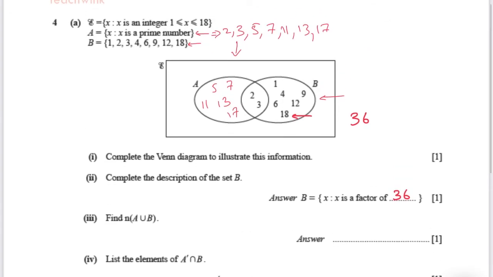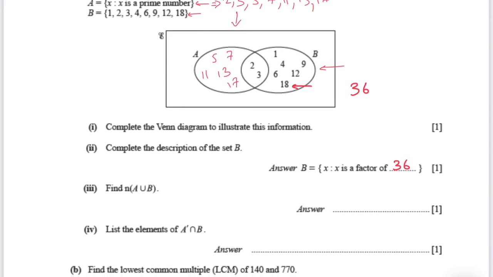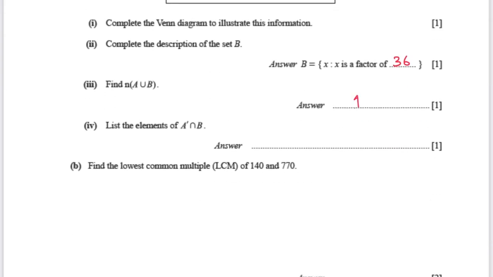Okay, next part. It says find the number of elements in A union B. That means we need to count all the elements. 1, 2, 3, 4, 5, 6, 7, 8, 9, 10, 11, 12, 13. There are 13 elements in both of them.